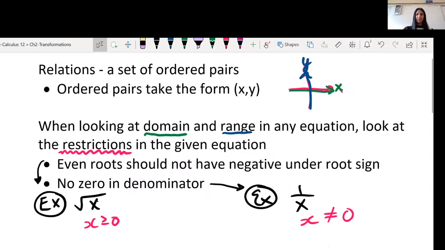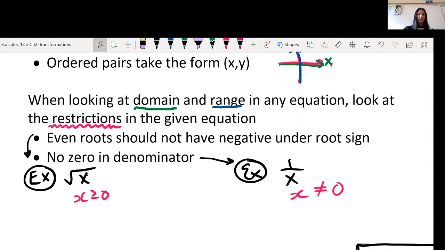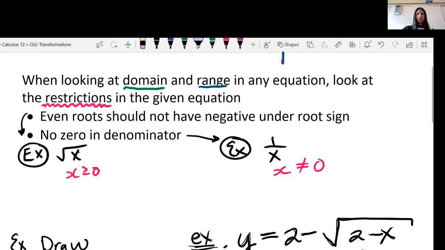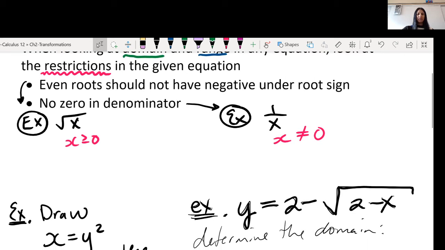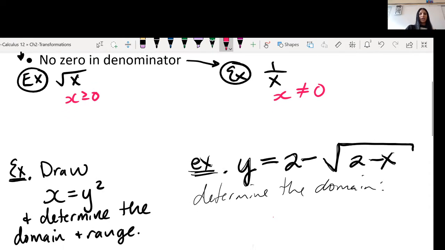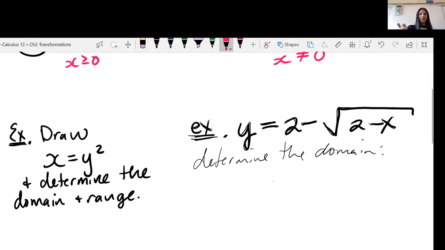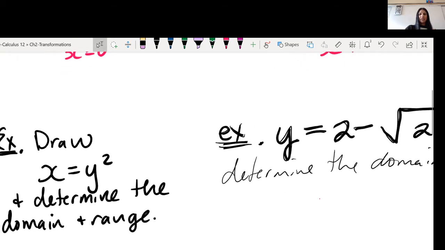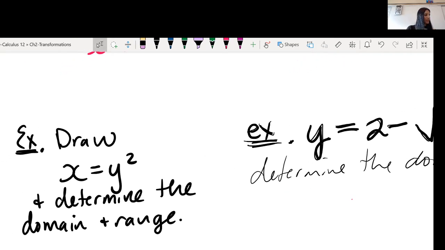So there's some nice basic review to start off with, and then we will get into some more of what will feel like review, but it may not feel like review because it's been quite a while. So we'll refresh your memory. In this first example, it says draw x equals y squared. I'm going to pull this up so that you can see all of this pretty clearly, and then I'll get to the other example there.